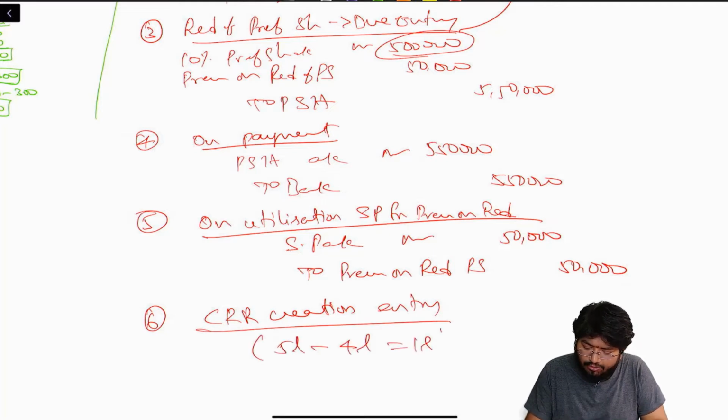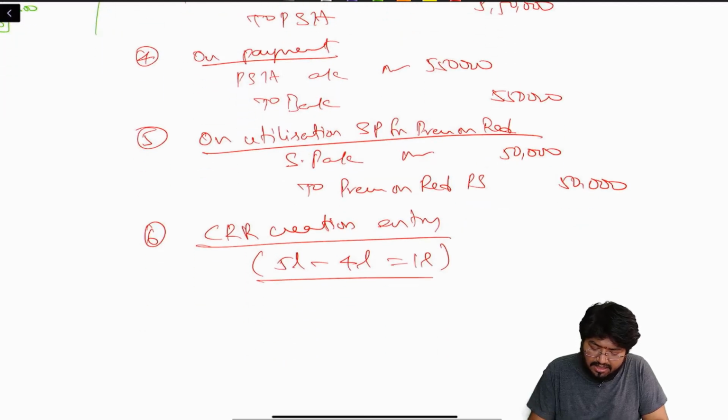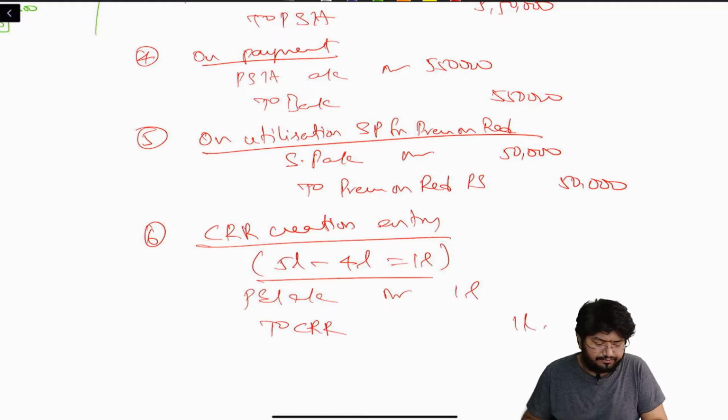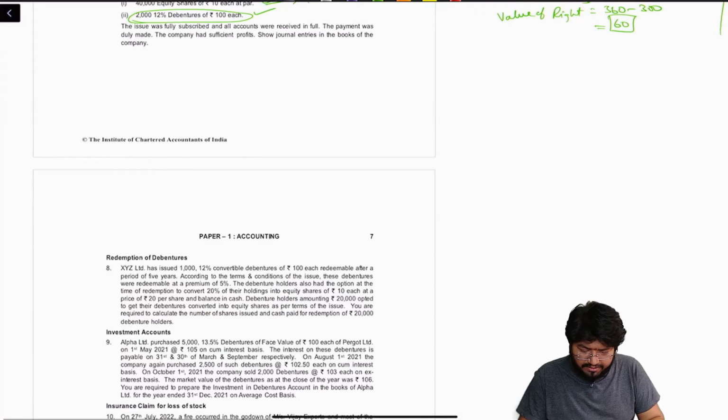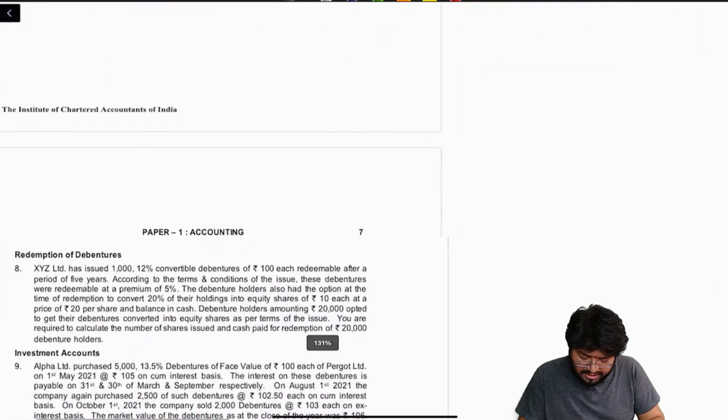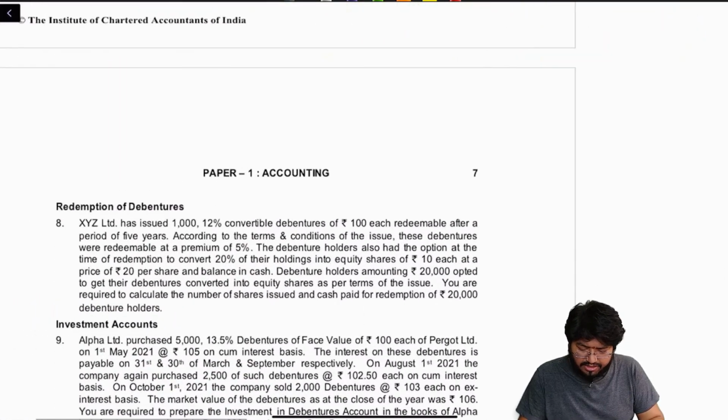The CRR creation entry is only for 5 lakhs minus 4 lakhs, that is 1 lakh rupees. It's going to be from, say, the P&L account. P&L account debit 1 lakh to CRR 1 lakh. Is that clear? Yes, sir. So, these are the entries for preference shares redemption. Okay. Next, redemption of debentures.